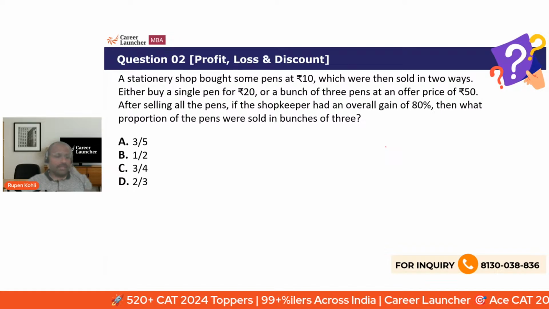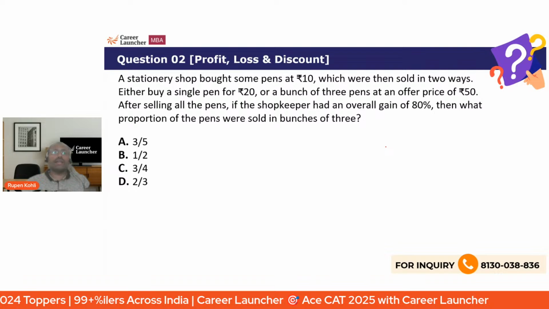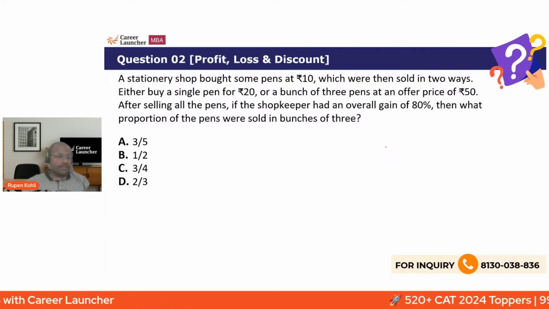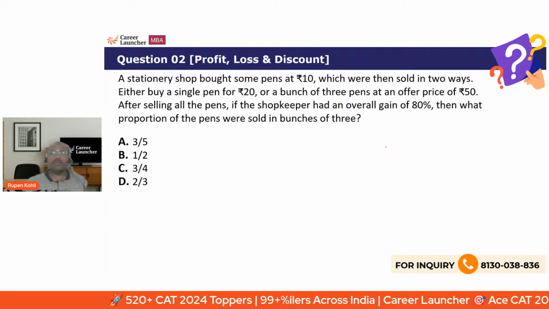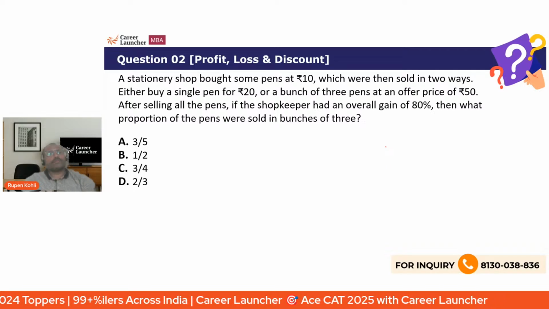After selling all the pens, if the shopkeeper had an overall gain of 80%, then what proportion of the pens were sold in bunches of 3? All right, so I'm reading this very slowly so that you get the time to think on this and perhaps give me the answer on that. What do you say?